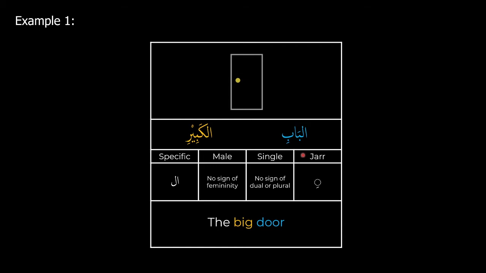So now let's take a look at a few examples. Okay, so first we have al-babil kabiri. So now we gotta check if both of these match in all four properties. So we know they're both specific because they both have an al. And we know they're both masculine because there's no sign of femininity. We know they're both singular because there's no sign of dual or plural. And we know they both are in a state of jar because they both end in kasra. So this translates to the big door. Again, the word being described comes first, and then the adjective comes later in Arabic.